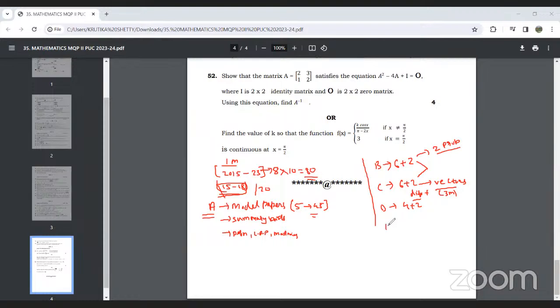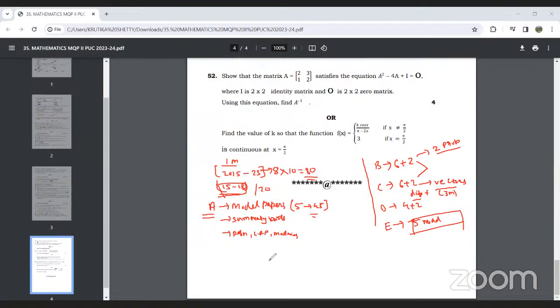Okay, and part E is very easy. You practice 5 model papers, all the questions properly. So from there only you will get the questions. Practice all the 5 model paper questions. Okay, so this is how you can develop the strategy.